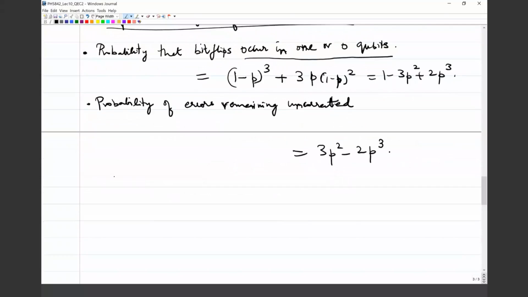Now consider a single unencoded qubit. What is the probability of a bit flip error in this?